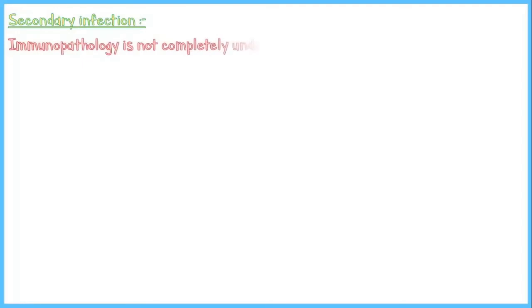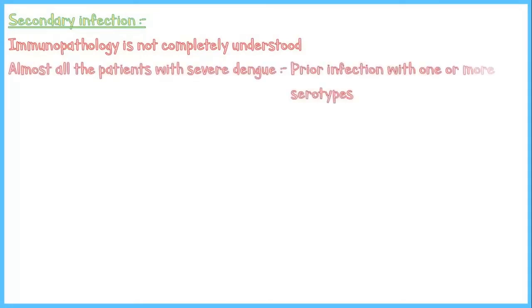As we discussed before, secondary infection with another serotype will give rise to a more severe clinical presentation than the primary infection. The immunopathology behind this condition is not well understood. The currently accepted theory is as follows. Almost all the patients with severe dengue have a previous history of dengue infection with one or more serotypes.